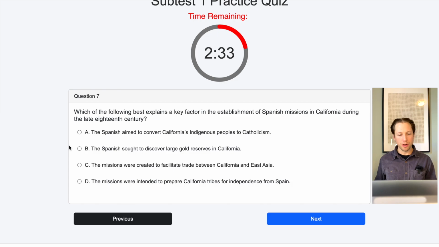All right, so I'm going to go with letter A. The Spanish aimed to convert California's indigenous peoples to Catholicism. The mission system is a really important part of doing well on your Subtest 1, so it's a topic that you'll want to pay attention to. Definitely read and reread that section in our study guide.